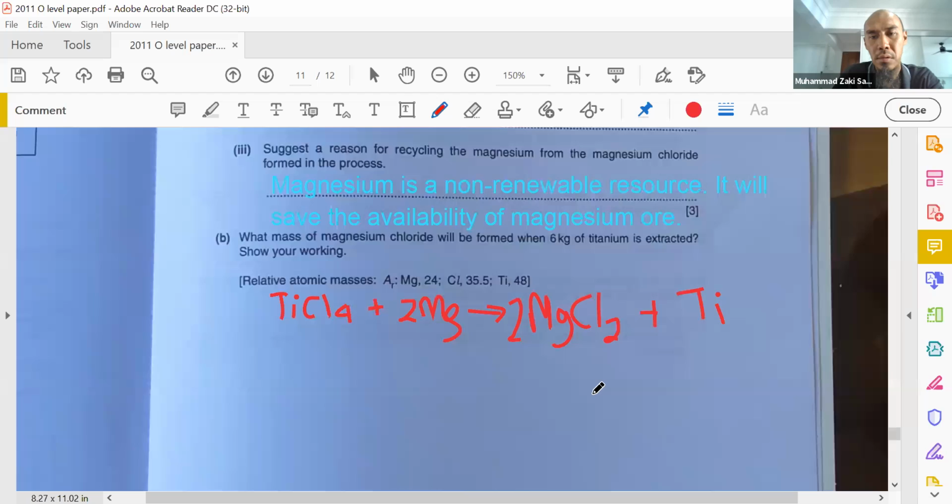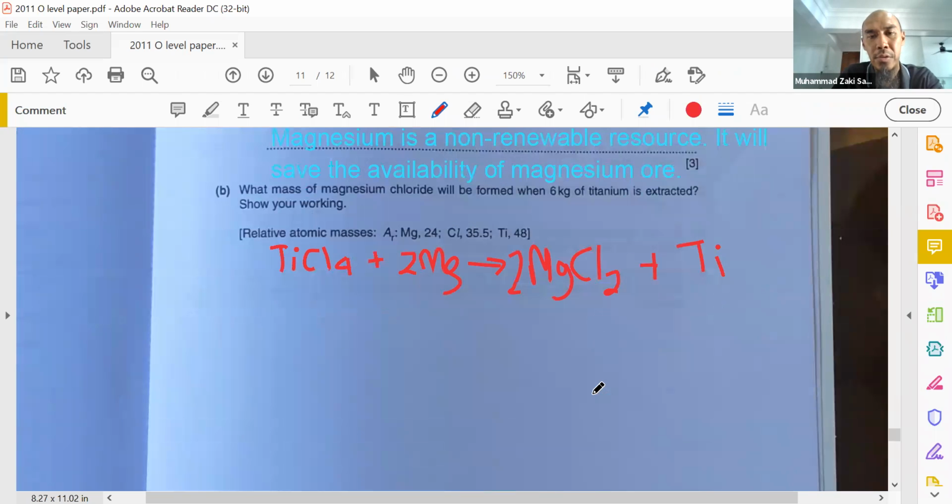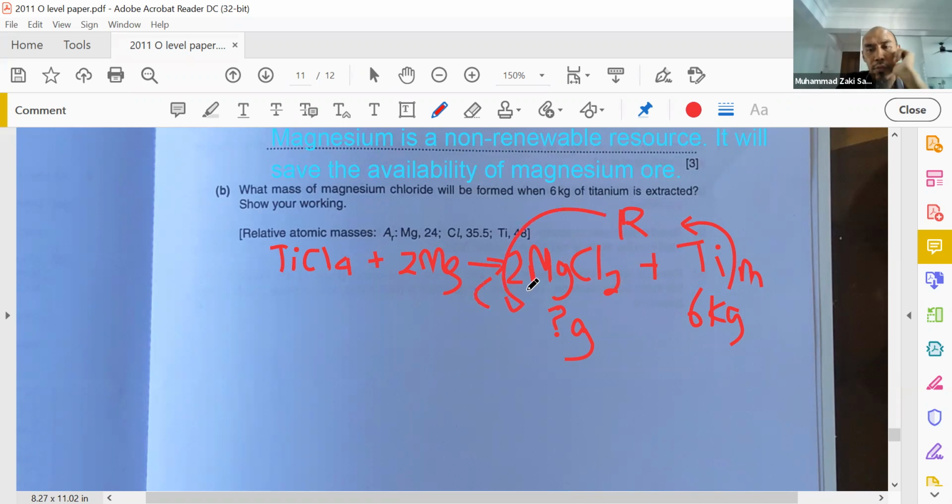So they ask, what is the mass of magnesium chloride formed when 6 kilograms of titanium is extracted? Remember the method of stoichiometry: convert to mole, use the mole ratio, and then convert using the MR. So find the mole first.